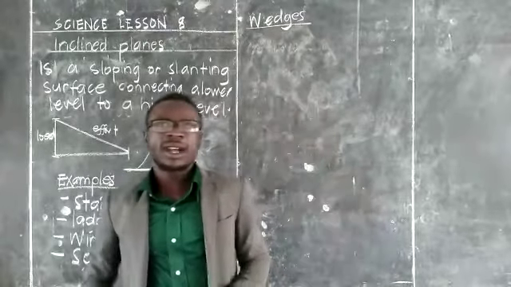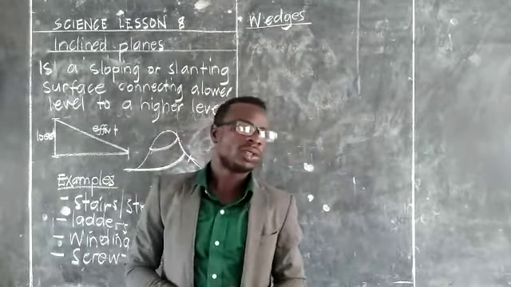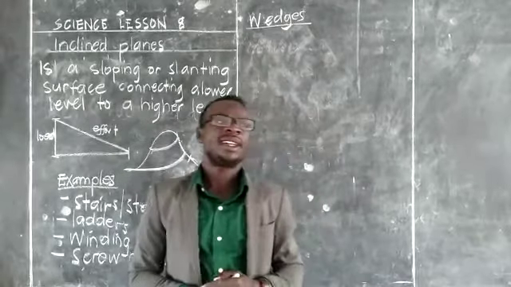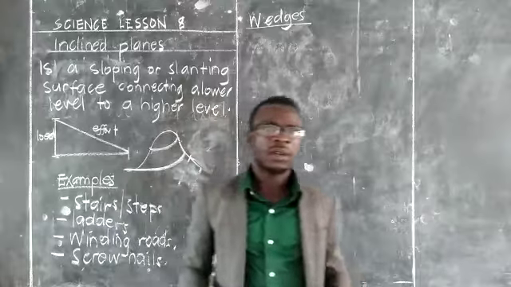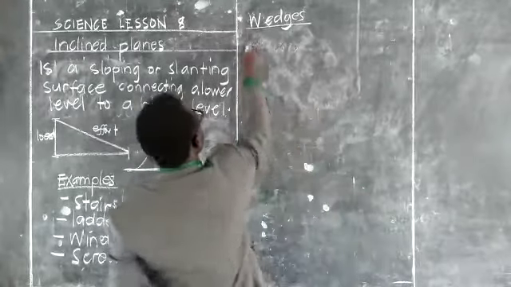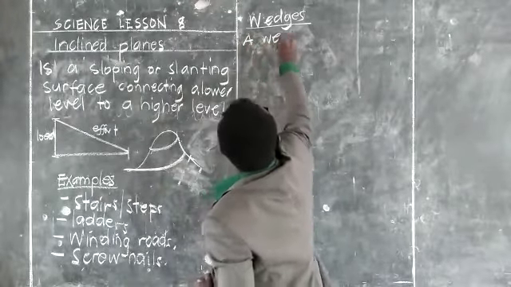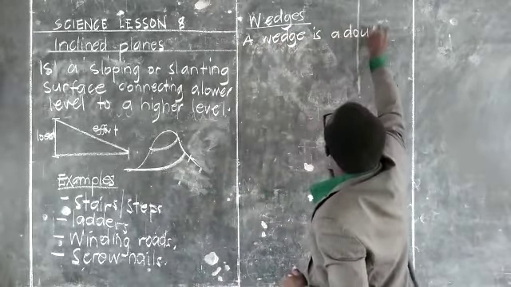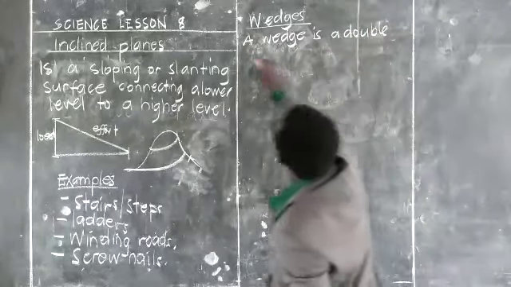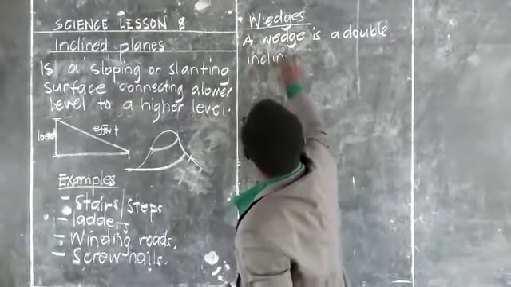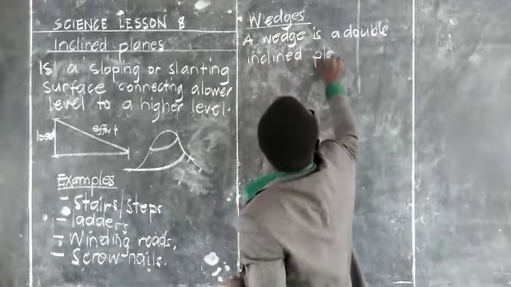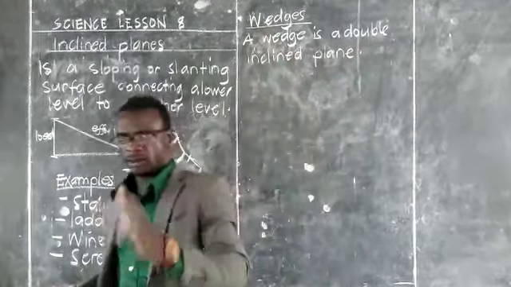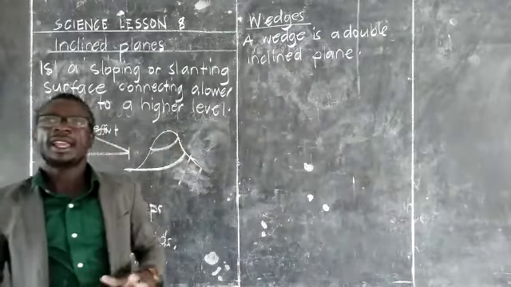Wedges are referred to as cutting tools. They are cutting tools, and a wedge is defined as a double inclined plane. A wedge is a double inclined plane.